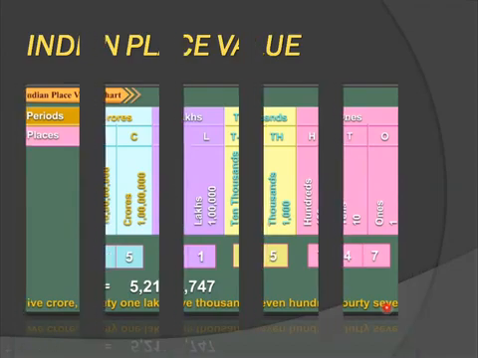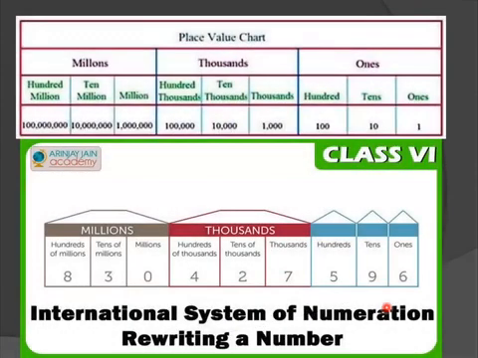Now let us see the international place value chart. In the international place value chart, there will be only 3 periods: ones, thousands, millions. Under the 3 periods we also have three columns. Under the ones period we have ones, tens, hundreds, and in the same way in the thousands period we have thousands, 10,000s, 100,000s. Again in the same way under the millions period we have millions, 10 millions, and 100 millions. So this is the way we write millions, thousands, and all.